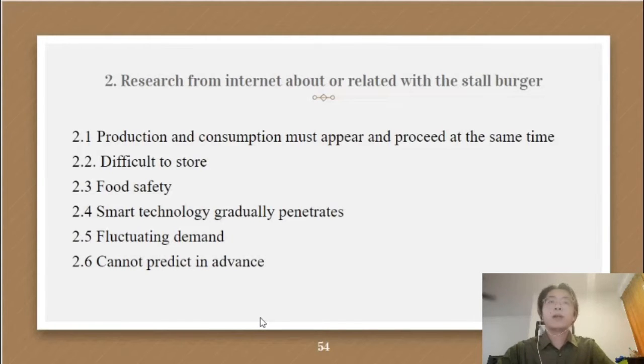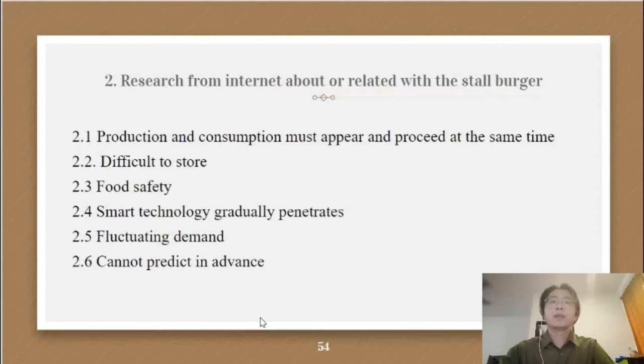And the third is food safety. Food safety is the most important thing for any food maker, because once customers face a food safety problem, they may never come back to the store again. So this is the most important problem that street-style burger sellers face.